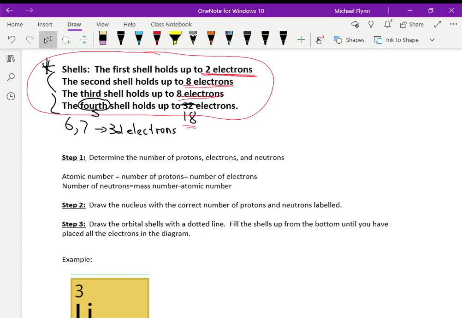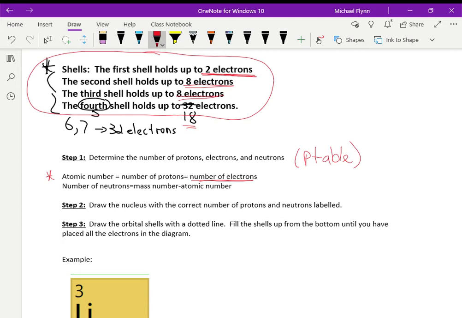So step 1 to draw a Rutherford Bohr diagram is determine, using the periodic table, how many protons, electrons, and neutrons you have. Now, just a note, the atomic number tells you how many protons you have, but it also tells you how many electrons you have, because atoms are neutral normally, and that means that the number of protons and number of electrons is the same number.